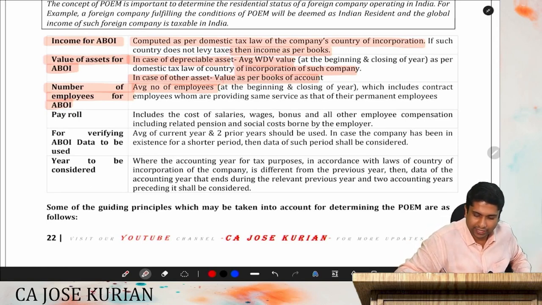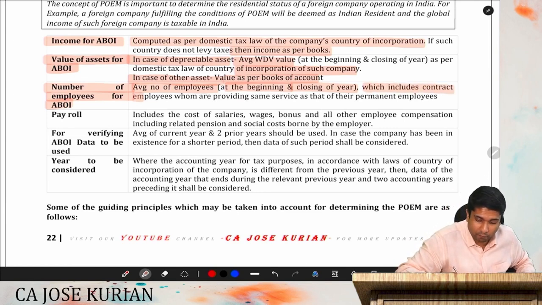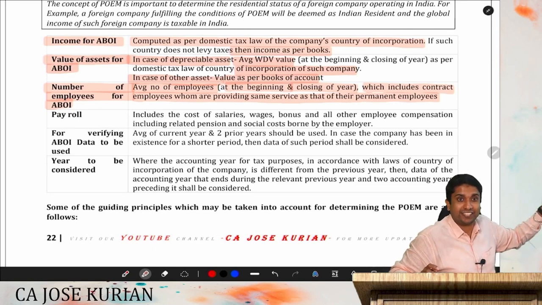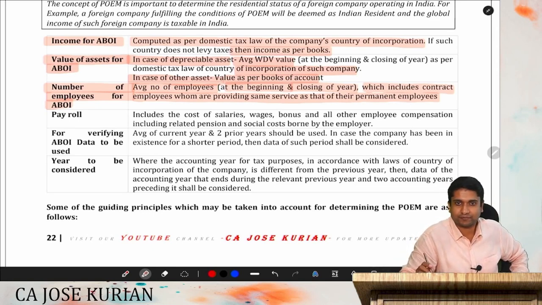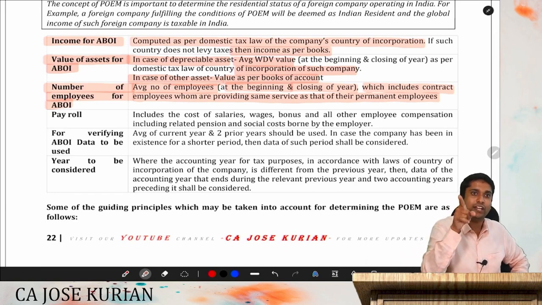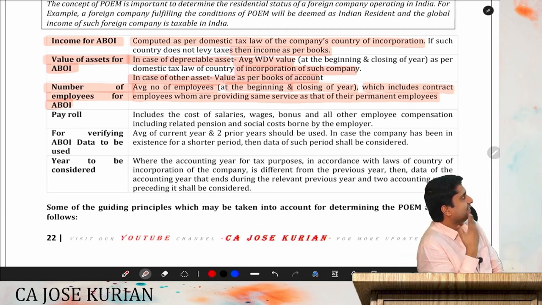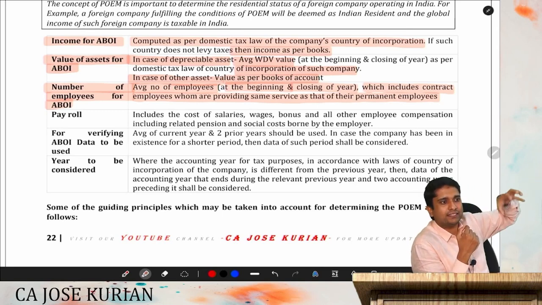That means you take the number of employees at the beginning and closing of a year. Then you average it, which includes contract employees who are providing the same service as that of permanent employees. This is important. Once they have asked this as an adjustment in a POEM determination question. Say for example, if you are a contractual employee, then normally that employee is not regarded as the company's employee. Yes or no? So friends, how do you count the number of employees? We have already said you take the average number of employees.